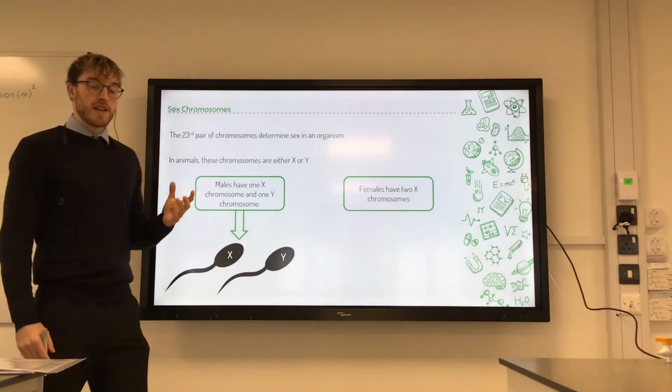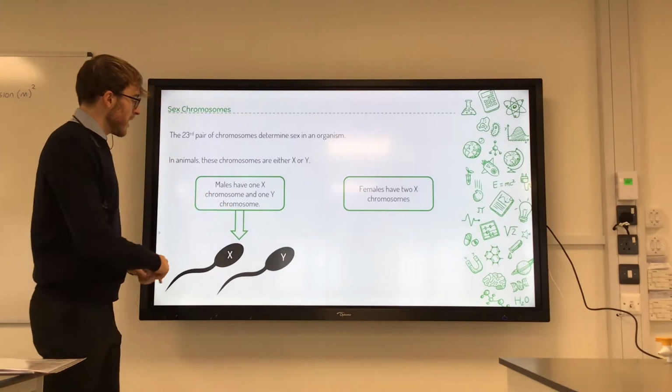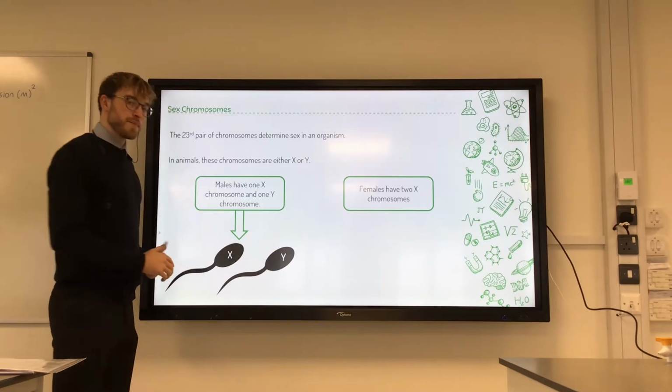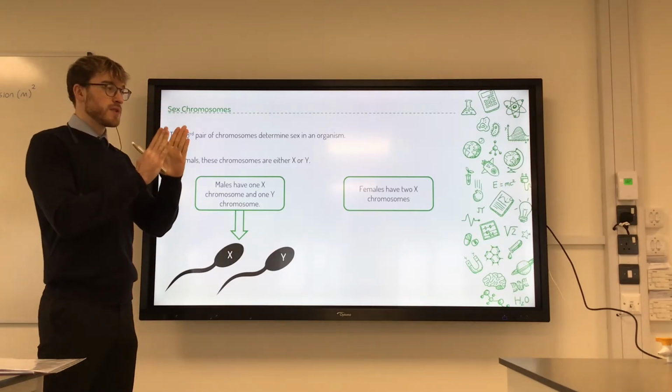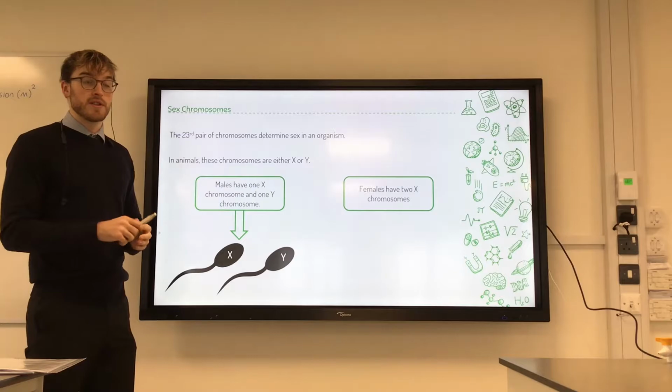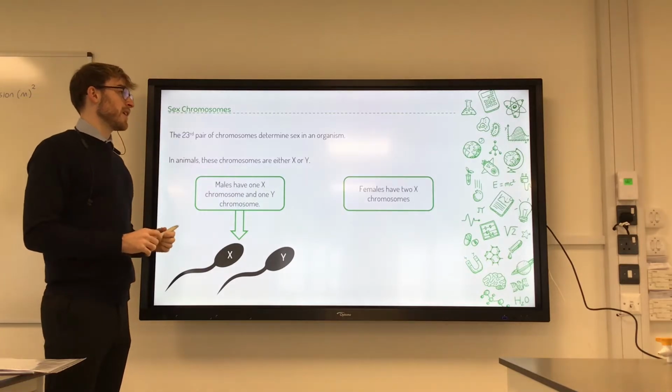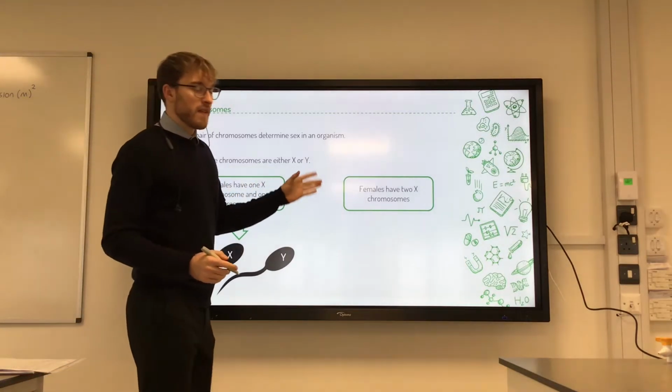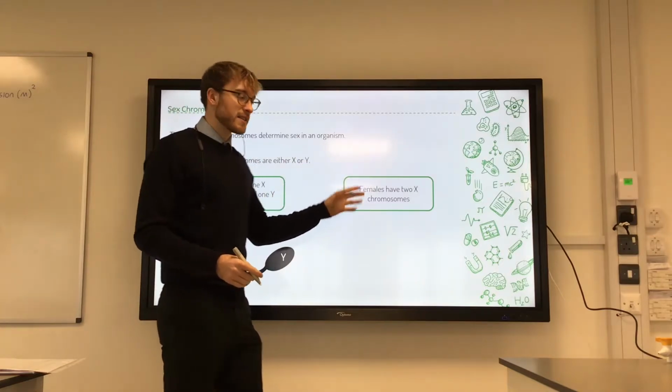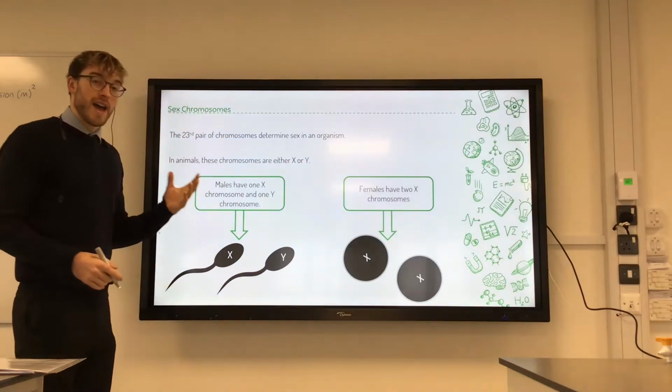So the possible gametes that can be produced in males are an X sperm or a Y sperm, as during meiosis, those chromosomes, the X and Y, split off into 2 separate sperm cells. In females, however, they can only produce X eggs. So the female eggs are X and X.